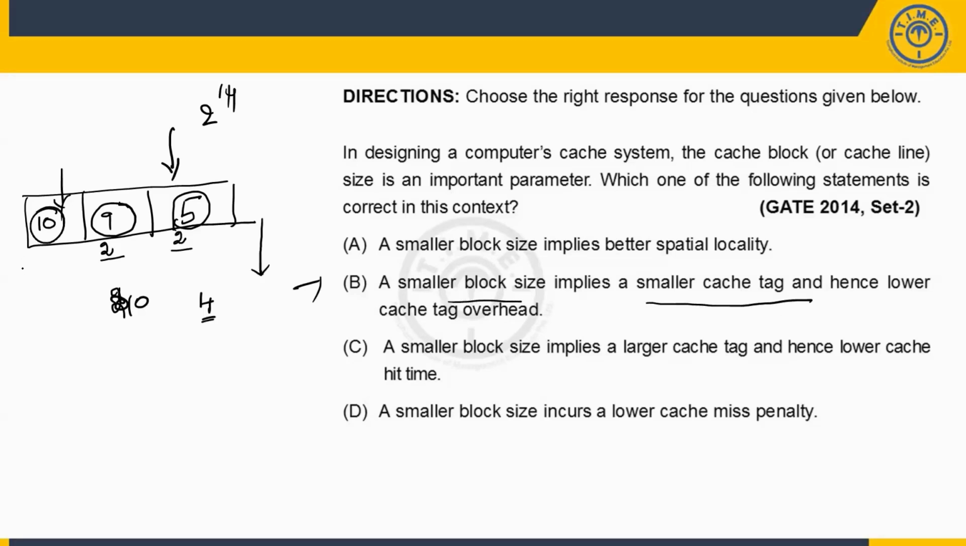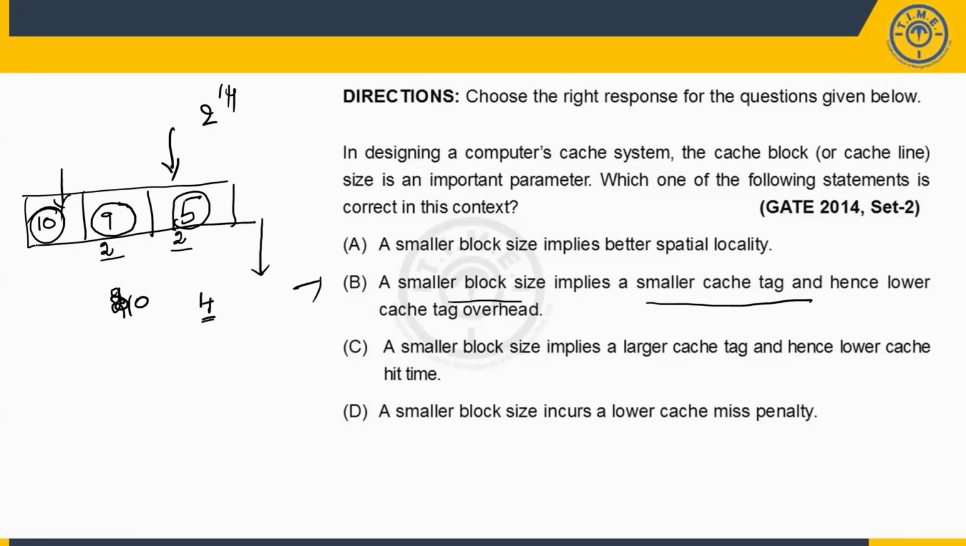But according to this, it is stating that a smaller block size implies a smaller cache tag. How will the tag size get affected? Tag size will never get affected by this. The tag size gets affected when we move from direct map to set associative map, if we update our cache memory. If it is 2-way, tag plus 1. If it is 4-way, tag plus 2. The number of tag bits only gets affected when we affect the associativity. If the associativity doesn't change, tag bits will not change at all.